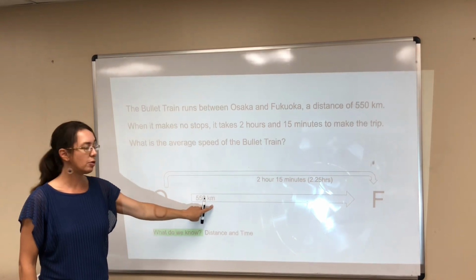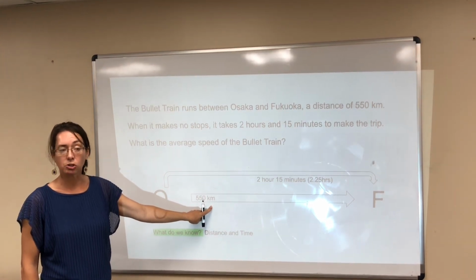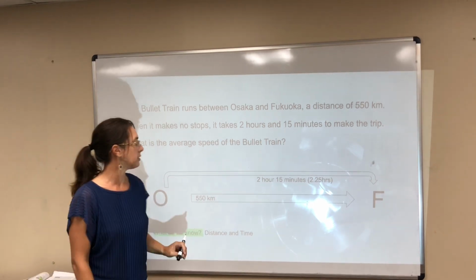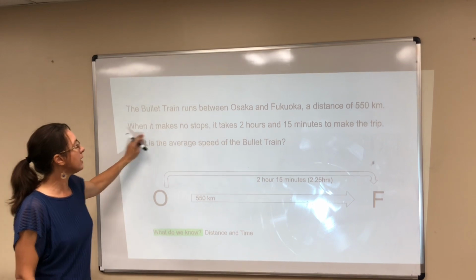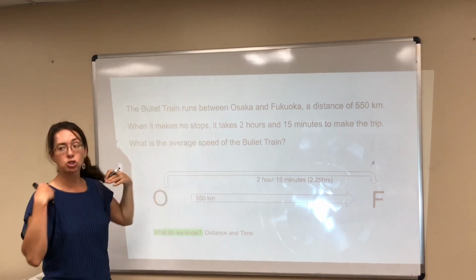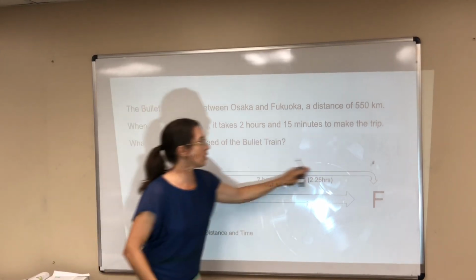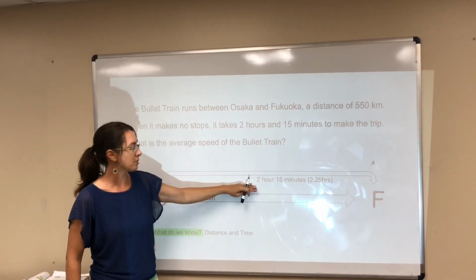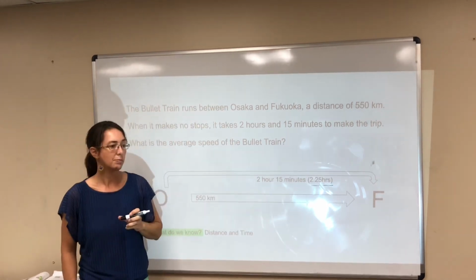In math, our units matter. They're going to start mattering here as we're doing conversion rates, and I saw lots of excellent units on homework this last week. It says when it makes no stops, so it's just going directly, it takes 2 hours and 15 minutes. So I'm marking 2 hours and 15 minutes. Now, what did I do right here? You convert it to tenths.